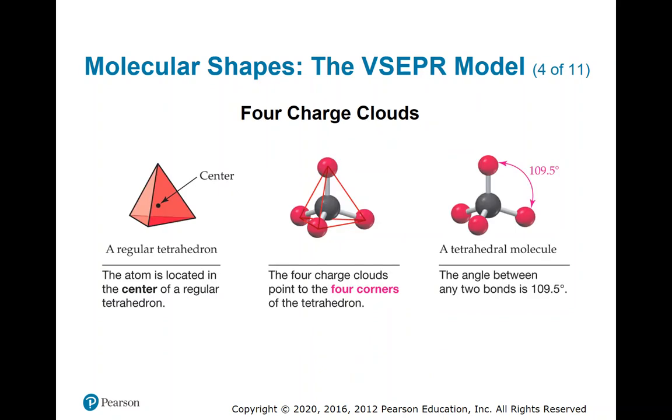Now we're going to move on to 4 charge clouds, and things become a little bit more complicated here for a few reasons. So first of all, there's more possibilities that we need to consider. Second of all, 4 charge clouds is kind of unique in the respect that with 4 charge clouds, the bond angle is not going to be some sort of typical angle that you're used to, like 90 or 120 or 180 degrees. It's actually kind of this weird angle which is about 109.5 degrees. And that comes from doing some rather complicated trigonometry with tetrahedral shapes.